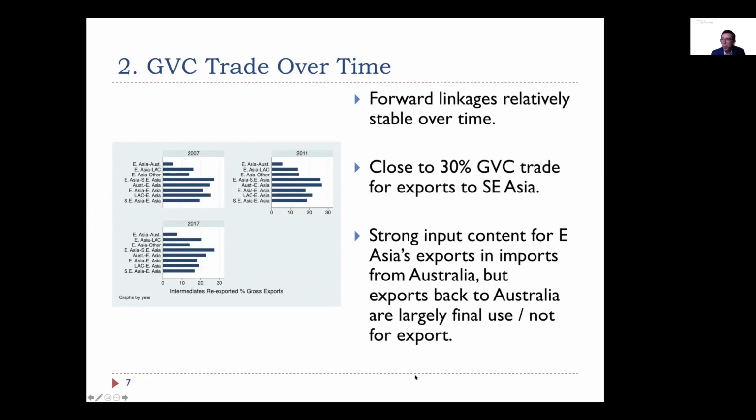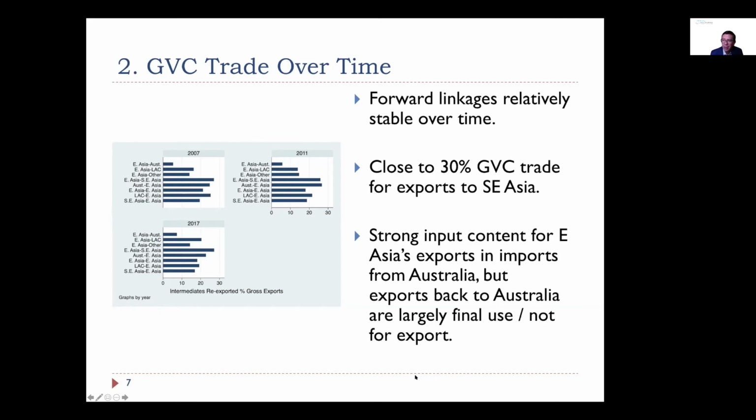If we look at it from the opposite perspective, that is to say forward linkages, we see that Southeast Asia gets to about 30% of gross exports being forward linkages. The chart here, as you can see from the title, is DVA indirects divided by gross exports, converted to a percentage. And then we can see that East Asia's exports has a strong component of inputs from Australia, but then exports back to Australia are largely final use or not for export.